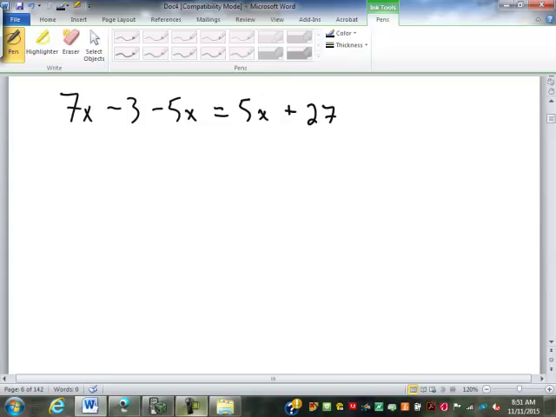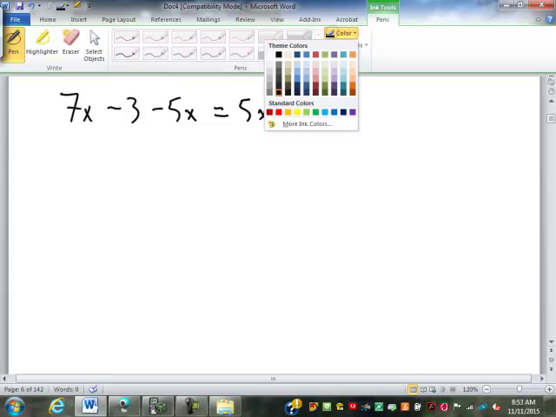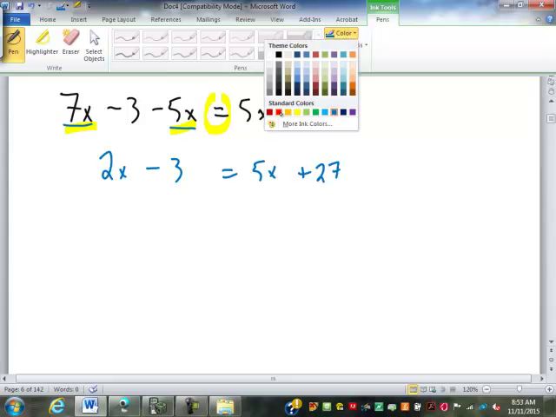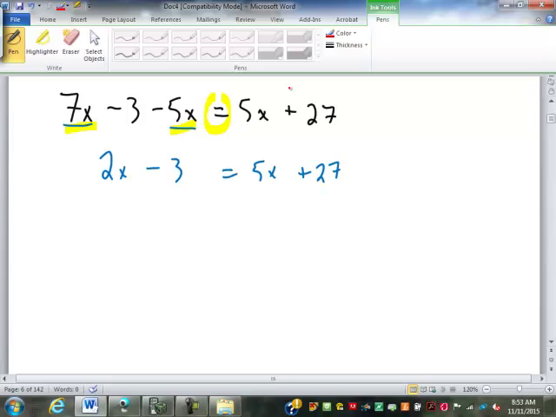Try this one in your notes. So looking at this, first thing we see is that we have 7x and a negative 5x on the same side. So you have to be careful combining those. 7 and negative 5 make 2x. So you have 2x minus 3 equals 5x plus 27. Now we have to get rid of one of those. There's one on each side. Generally, we get rid of the smaller one, which is the 2x. So I'm going to subtract 2x.